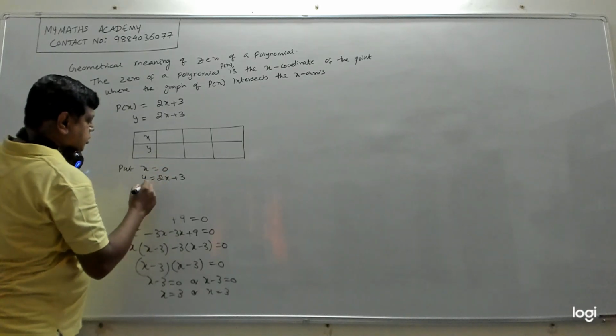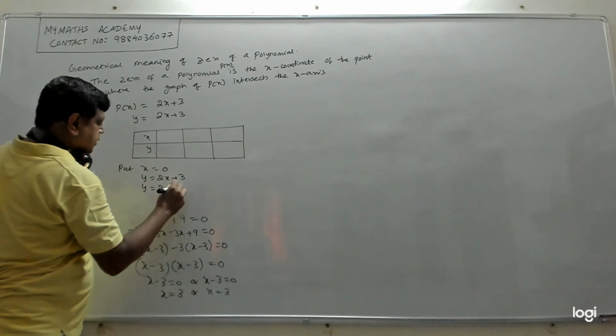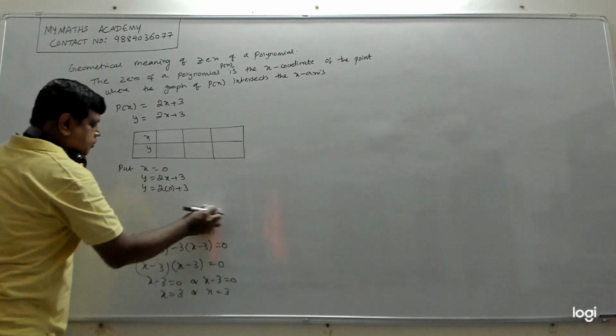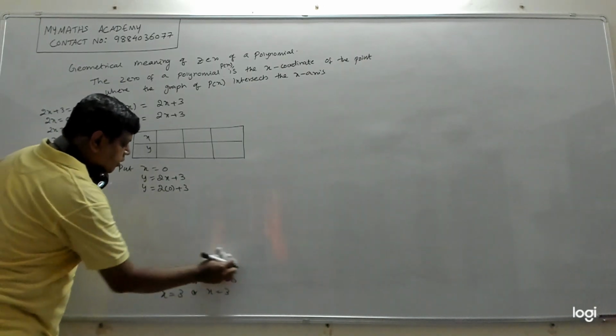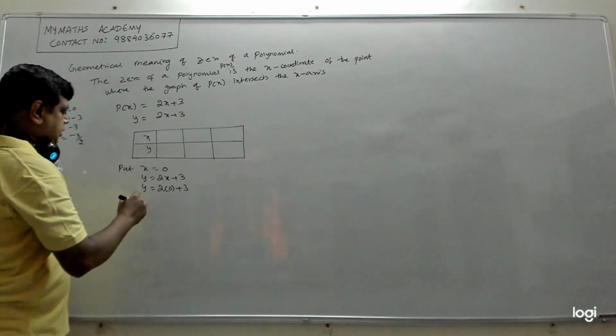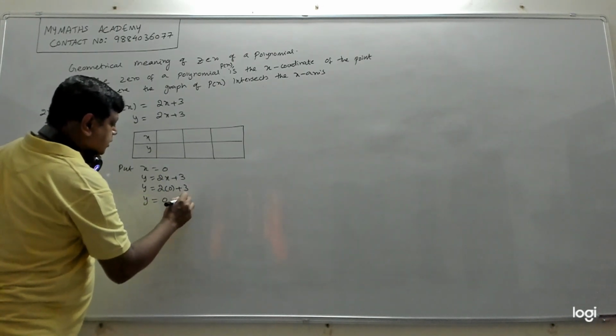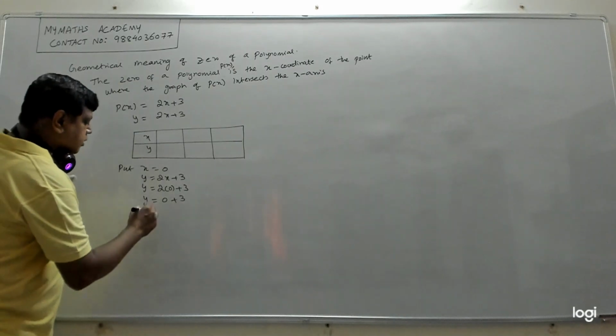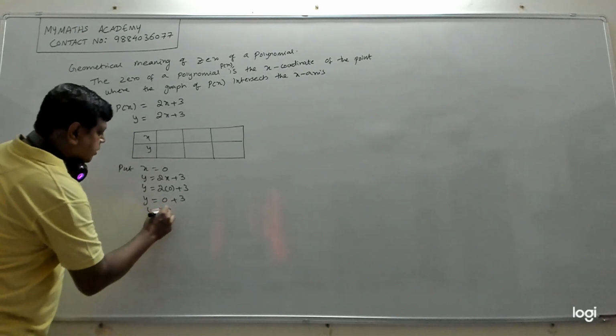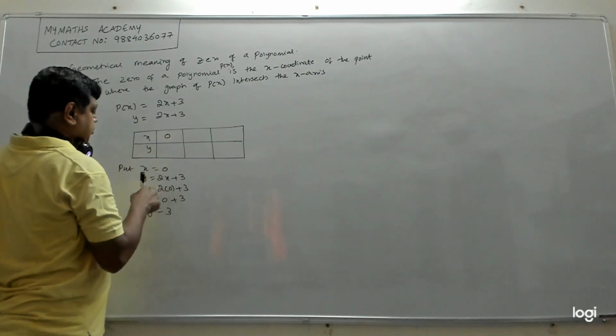If I substitute x equal to 0, I will get y is equal to 2 into 0 plus 3. So in the place of x, I am substituting 0 and finding the corresponding value of y. So y becomes 2 into 0 is 0, 0 plus 3, right? So y becomes 3. So when x is 0, my y is 3.